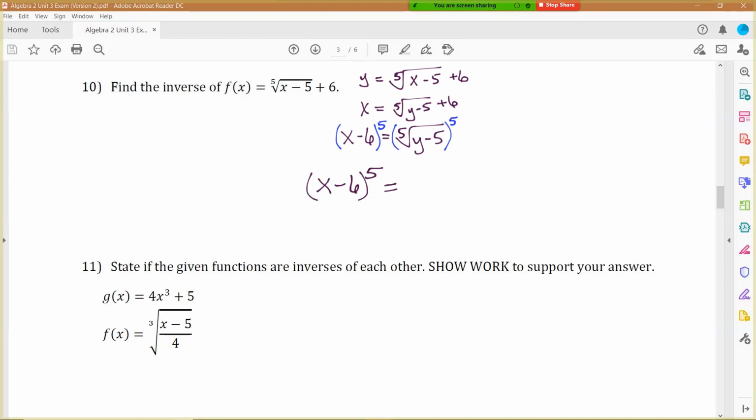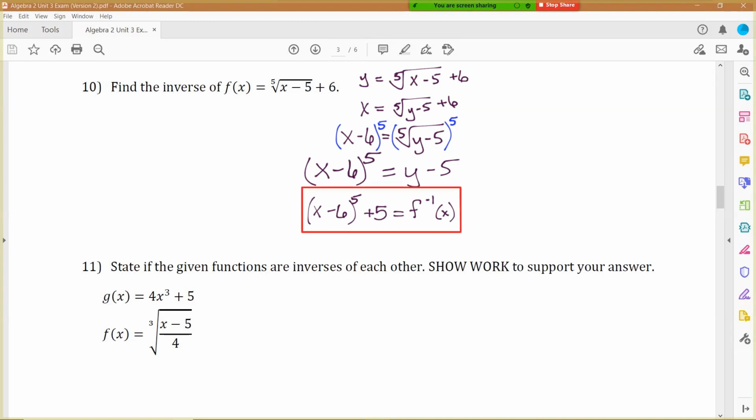And then what's left on the right side? Y minus 5. What do you need to do next? Add 5 to both sides. Can I combine the 5 and the negative 6? No, I'm going to have x minus 6 in parentheses to the fifth power. Then I'm just going to put plus 5 equals f inverse of x, since we just had y. So I cheated. Instead of writing y, I just went ahead and wrote the inverse. Again, saving myself another step. So technically, you could do this in 4 steps to be done.